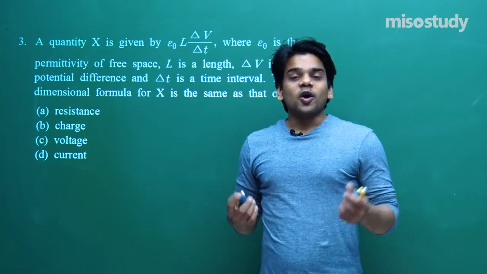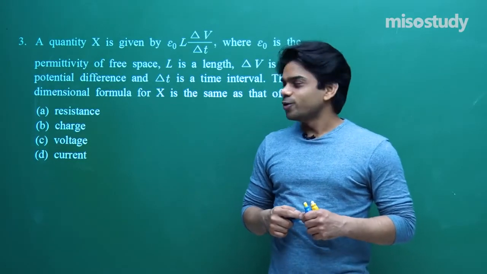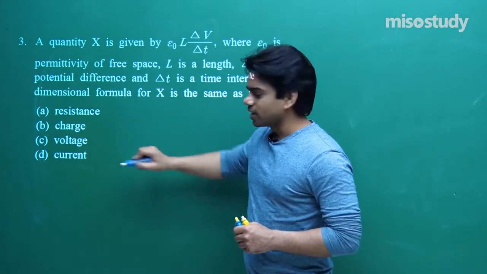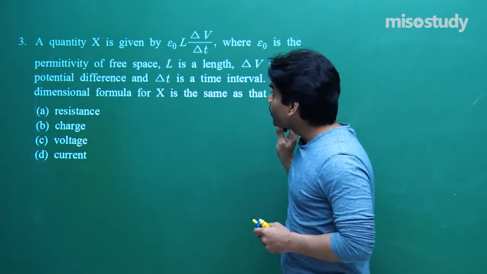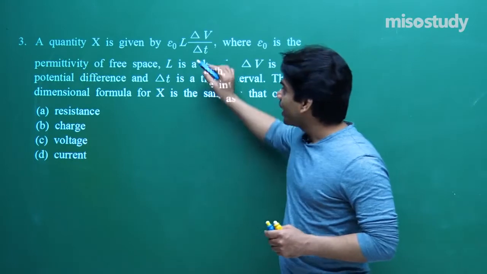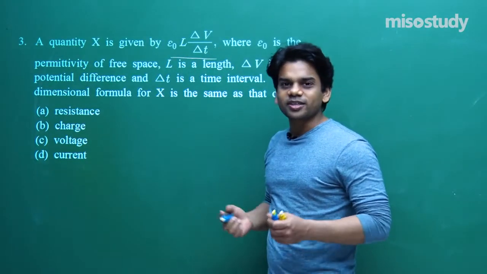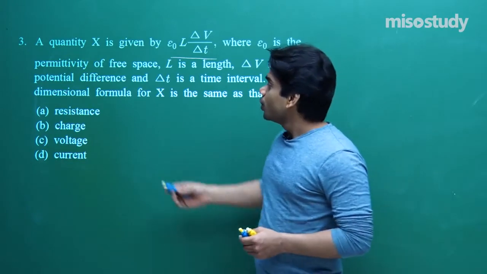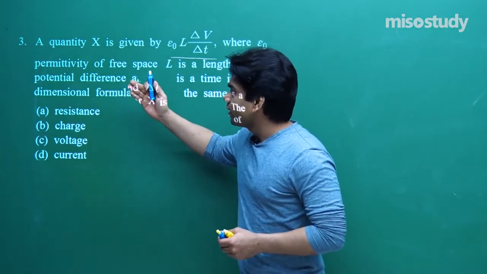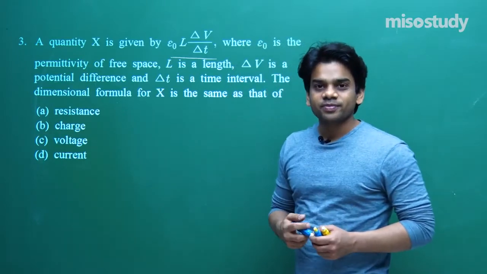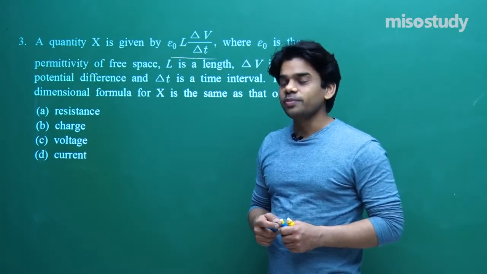Now let's see how to solve this. First of all, we have terms resistance, charge, voltage, current. The very basic method will be to find the dimensional formula for epsilon naught L delta V by delta T, and then find the dimensional formula for resistance, charge, voltage, and current. You see in which it suits the best.